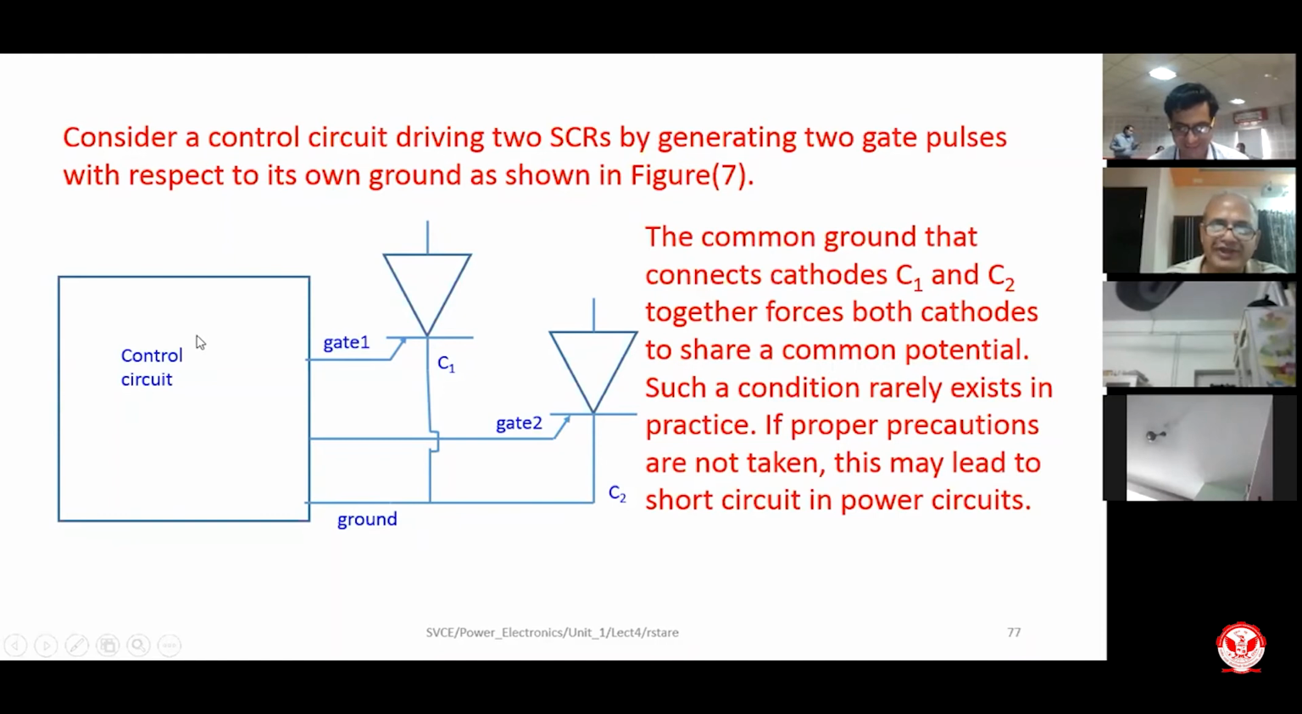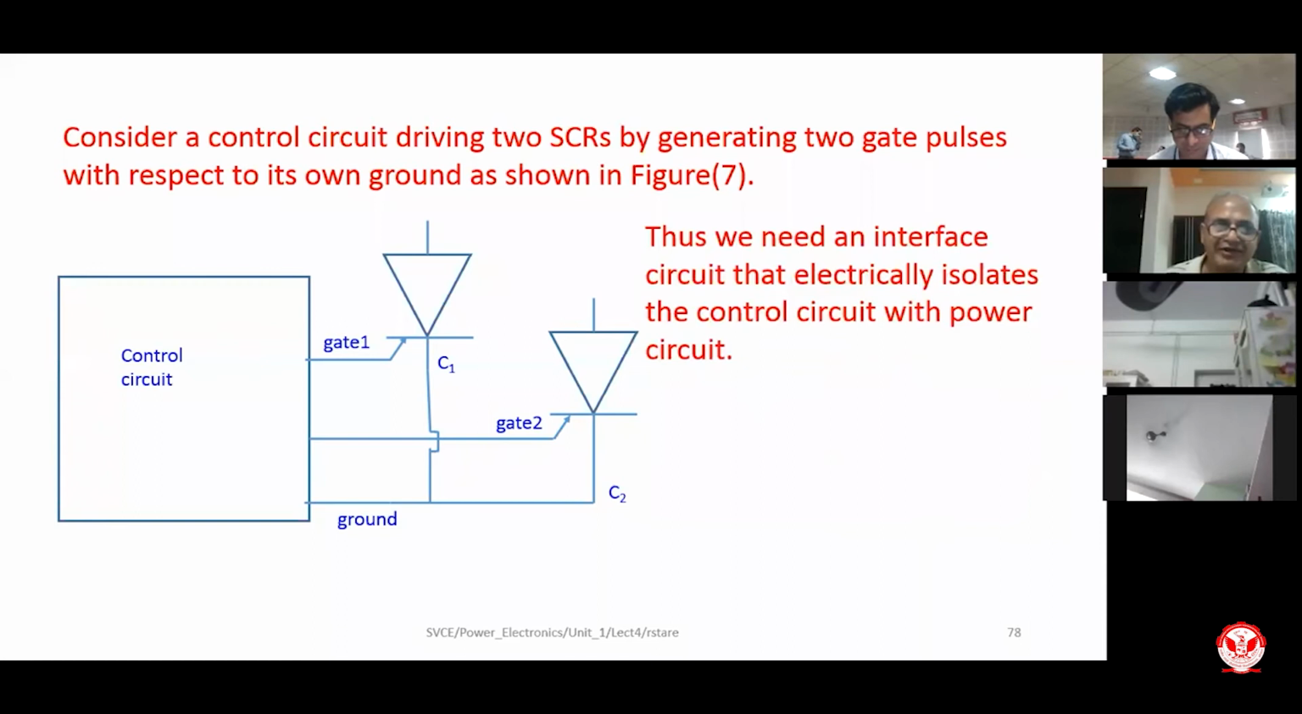So we have to design a mechanism by which we can isolate electrically. Means we must make sure that control circuit doesn't share any electrical contact with the power. Generate a kind of interface circuit which has to be put between control circuit and the power circuit, and this makes sure that the power circuit and control circuit are isolated from each other. This is very important, and then we are going to discuss how one can achieve this.